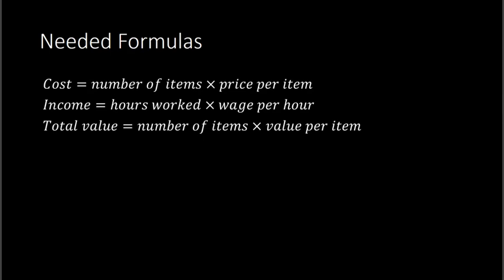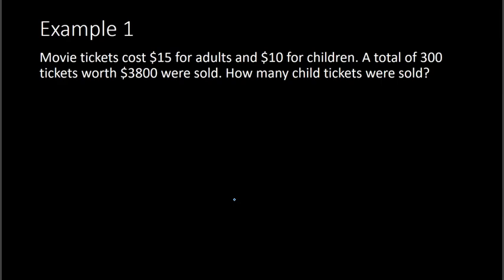Here's an example where you need to use one of these formulas to set up an equation in order to solve a problem. In the example shown here, you are dealing with movie tickets. Movie tickets cost $15 for adults and $10 for children. A total of 300 tickets worth $3,800 were sold. How many child tickets were sold?